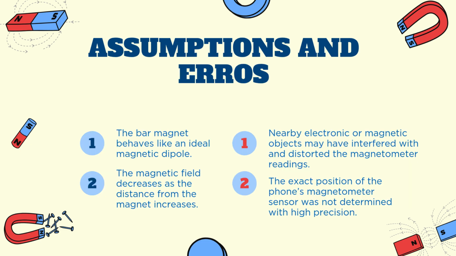Some of the assumptions and errors that we encountered were that the bar magnet behaves like an ideal magnetic dipole. This was one of the assumptions. And the second assumption was that the magnetic field decreases as the distance from the magnet increases. Some of the errors that we had were that nearby electronic or magnetic objects may have interfered with and distorted the magnetometer readings, and also the exact position of the phone's magnetometer sensor was not determined with high precision.